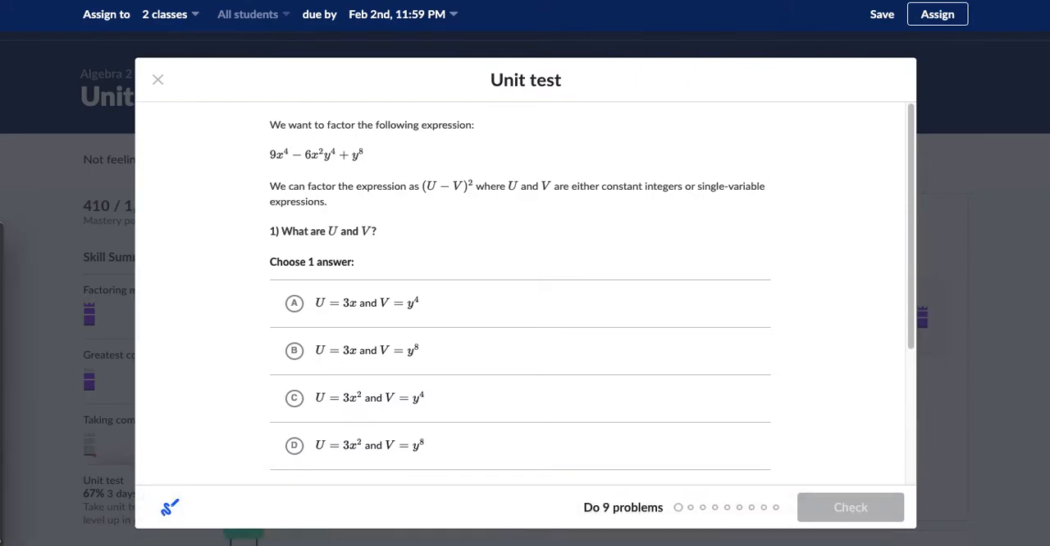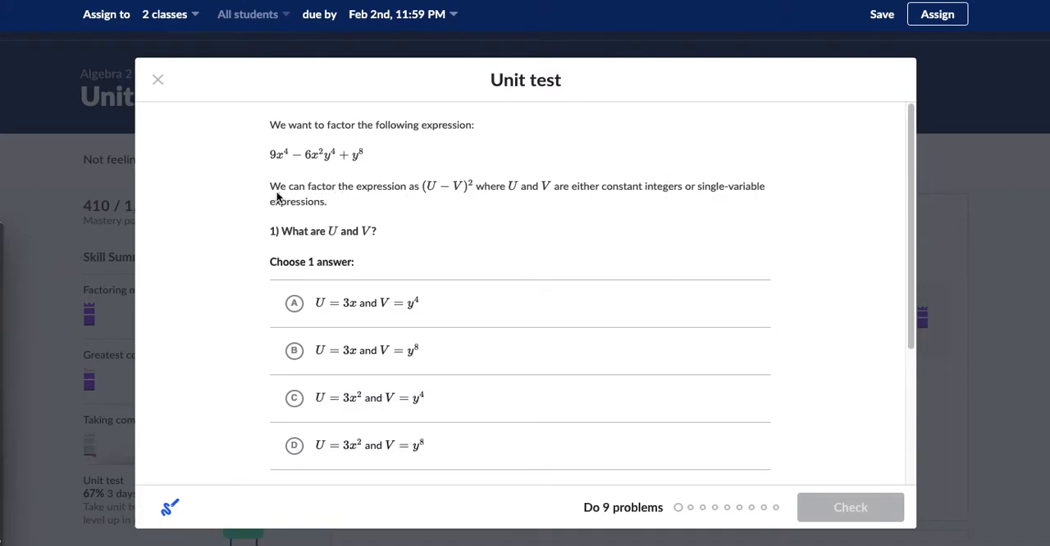So let's take a look at what we've got. We're looking at factorizing here. We're looking to factor the following expression: 9x to the fourth minus 6x squared y to the fourth plus y to the eighth power. It looks like quite a complex expression, but it's essentially just a quadratic.